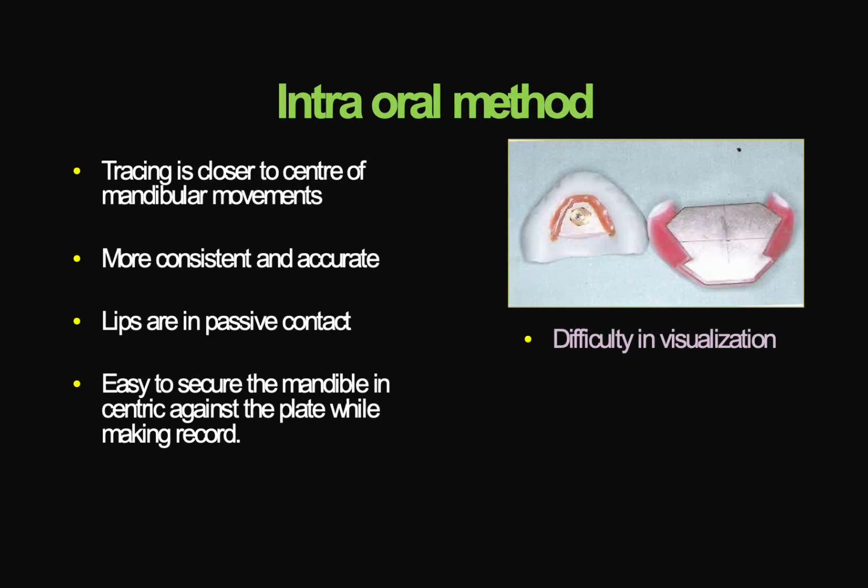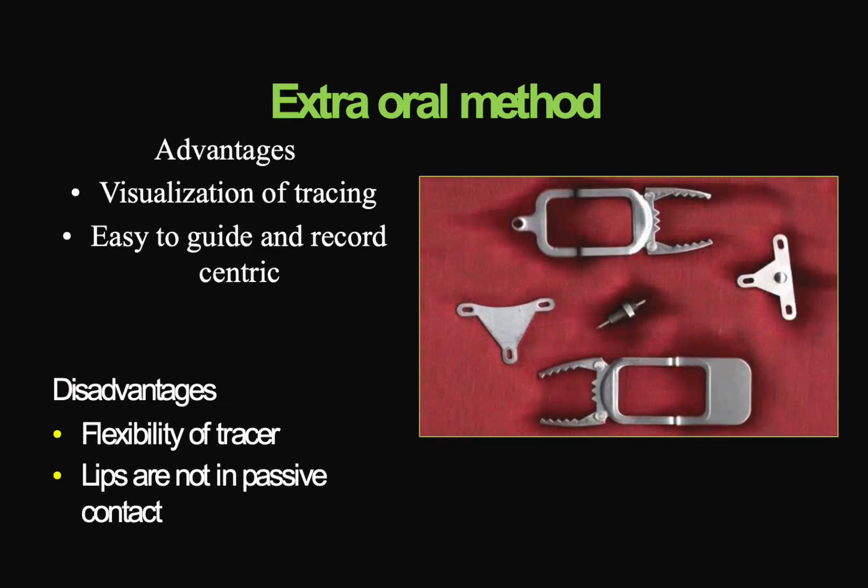Intraoral method: tracing is closer to the center of the mandibular movements and it is more consistent and accurate compared to the extraoral method. The lips are always in passive contact. It is easier to secure the mandible in centric against the plate while recording. But the limitation with intraoral graphical tracing is that it is difficult to visualize.